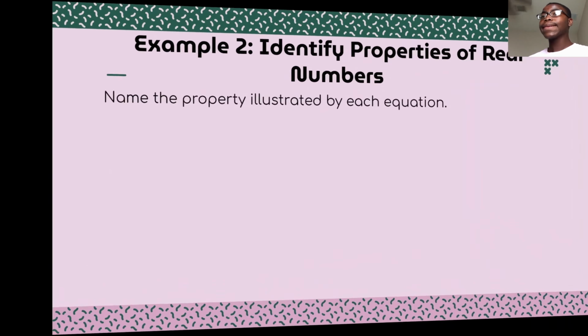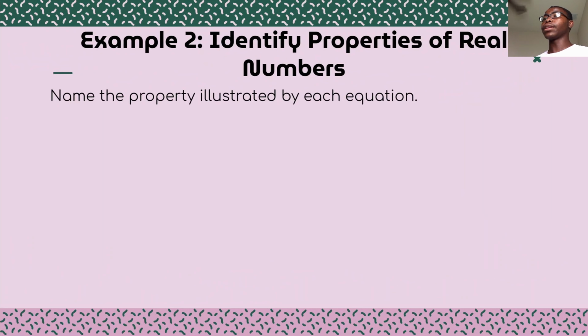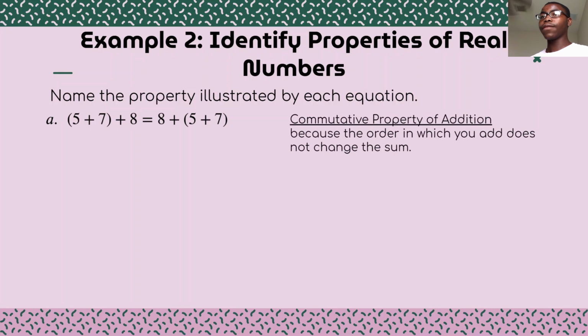So again, I have some examples where you identify the properties of real numbers, and you just have to name the property illustrated by each equation. Again, give it a try before I reveal the answer. So first up, we have (5 + 7) + 8 is equal to 8 + (5 + 7). So this would be the commutative property of addition, because the order in which you add does not change the sum.